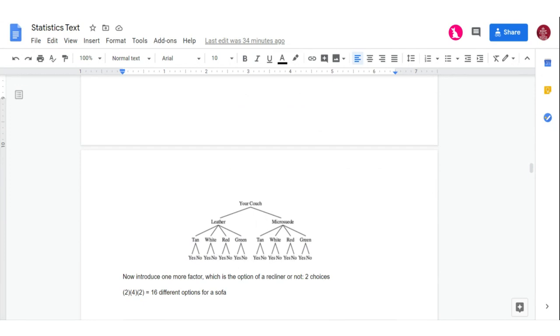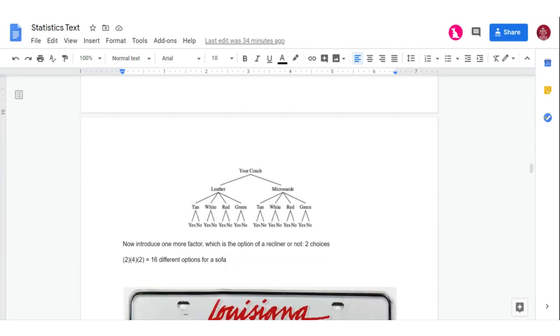16. Well, like I said, we don't necessarily need to see them all and count them one by one, because when the numbers get big, that's not very helpful. So what we're going to do is, since there's just 2 options for a recliner, yes or no, then you multiply the 2 times the 4 times 2. So that means there would be 16 different options. And then the little tree is just a way to kind of help visualize it.